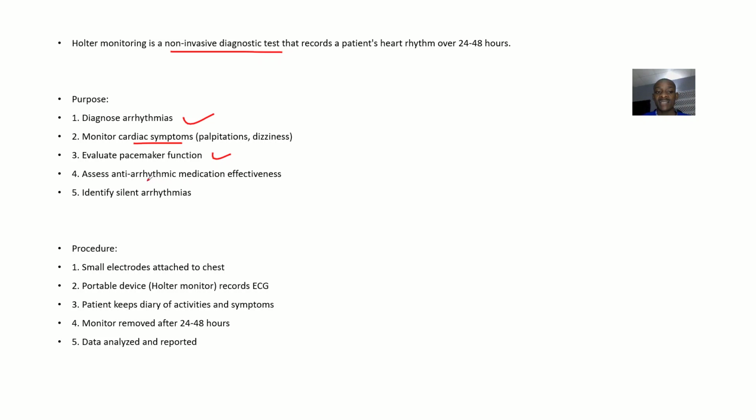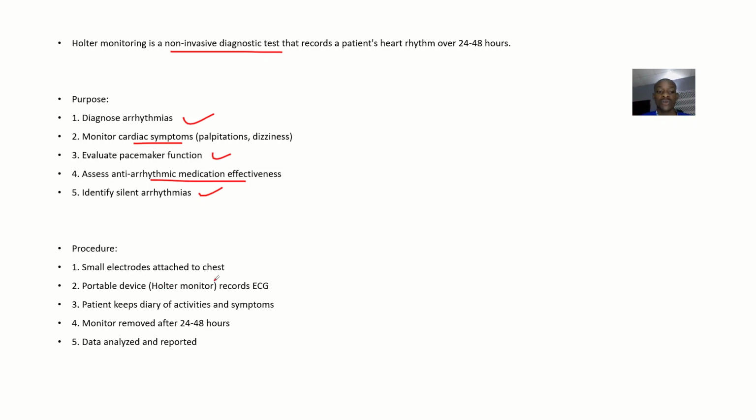Assess anti-arrhythmic medications' effectiveness. That's probably some patients, they have already been diagnosed with the condition, so you are trying to treat them. So now you're trying to see how they are picking up, right? Then you want to also identify silent arrhythmias. Some patients will complain that they have this. When they come to the hospital, they are looking very normal. Their heart is beating normal and all that. Okay, so you want to pick up these arrhythmias that are just coming up, right?